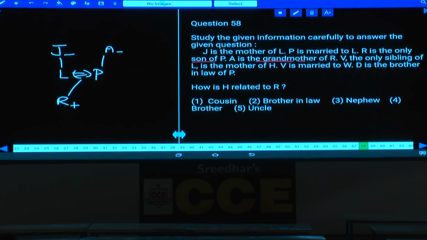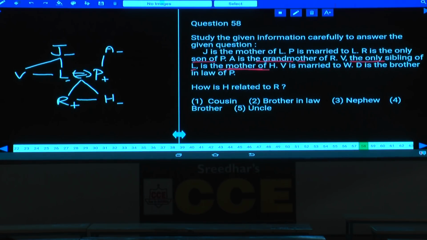Now V is the only sibling of L, hence V and L are the children of J. L is the mother of H. Now as L is the mother of H, this P is the father of H. Now this R is the only son, and this H must be the daughter. Are you following this one or not?